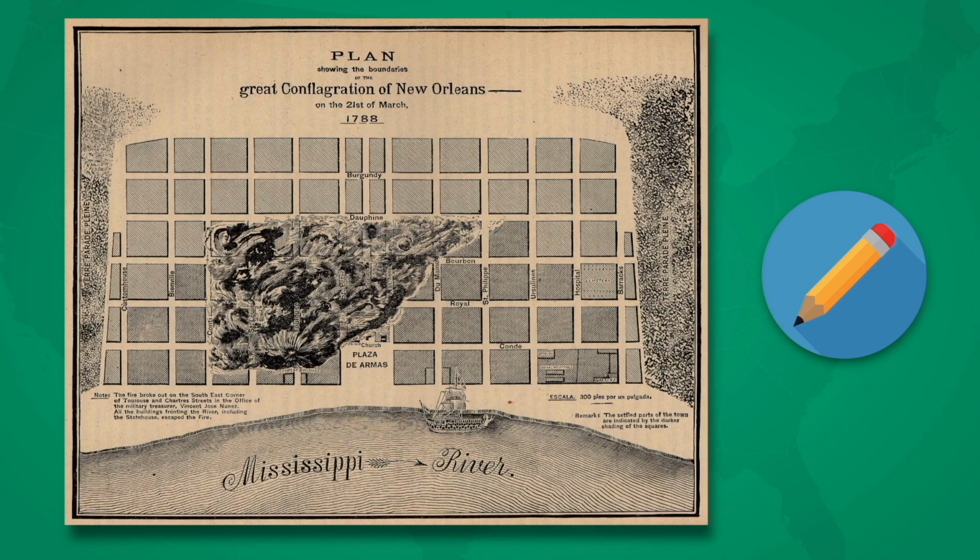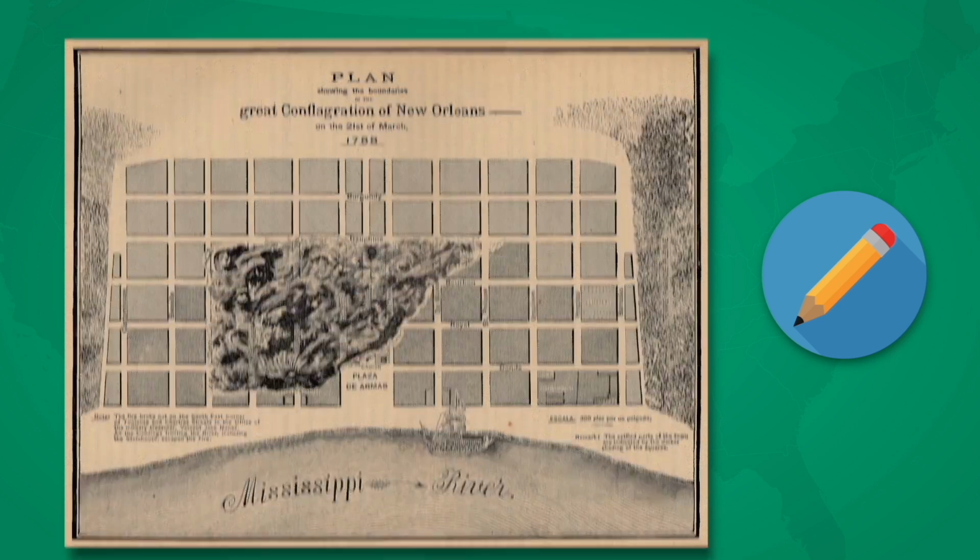Under Spanish rule, two devastating fires destroyed much of the wooden buildings the French had constructed. The Spanish rebuilt the city using fire-resistant materials, but the original French influence remained, using a blend of Spanish and French architectural styles. Let's look at an example.